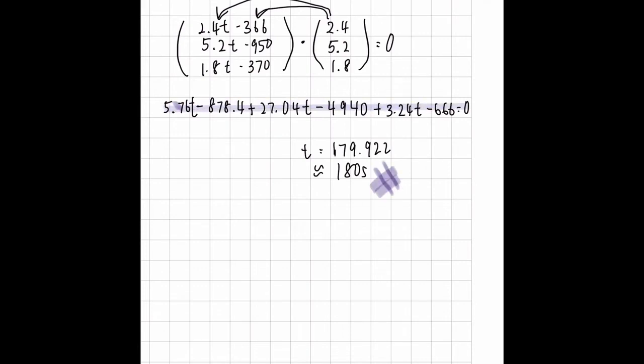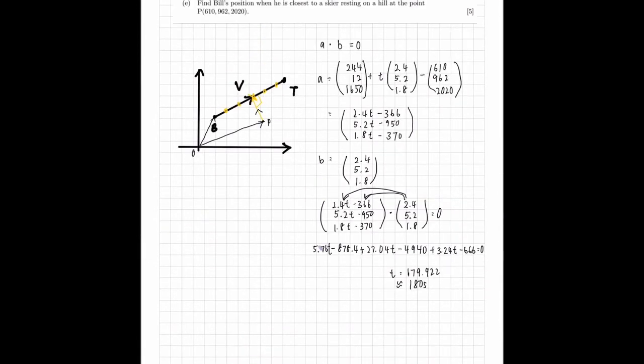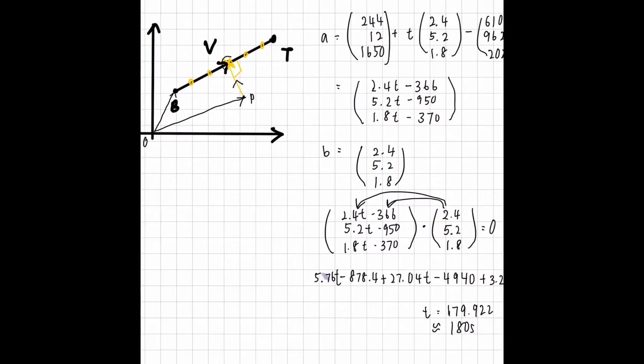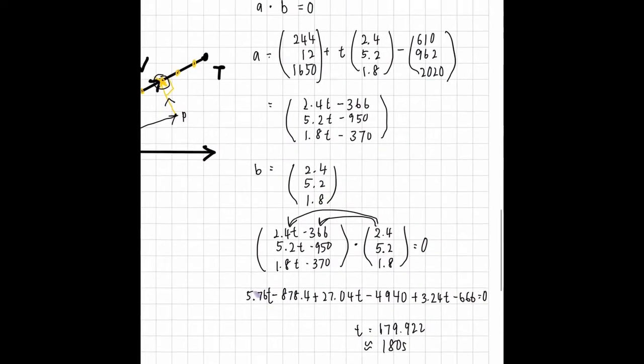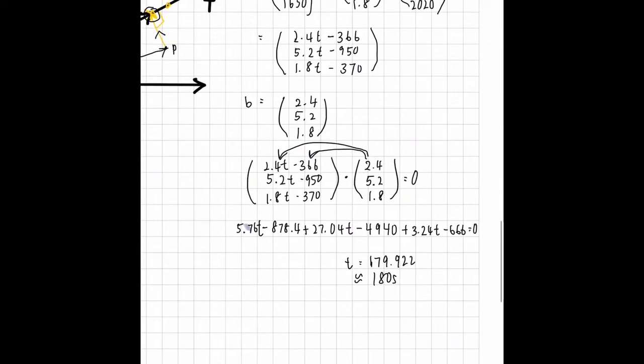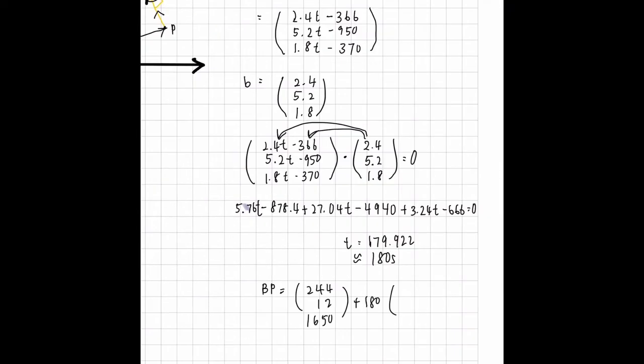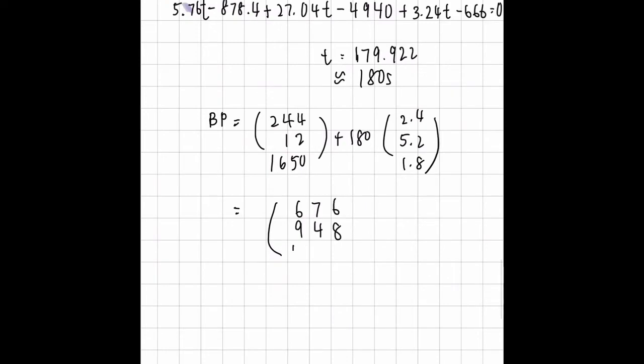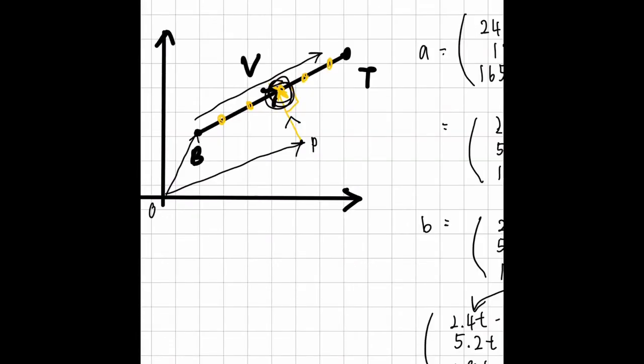In the end, we'll get 180 seconds. It takes 180 seconds for Bill to get to the point over here. So to find the coordinates of that point, I have to substitute this 180 into the vector equation of BT. And in the end, we'll get 676, 948, 1974, which will be this point over here.